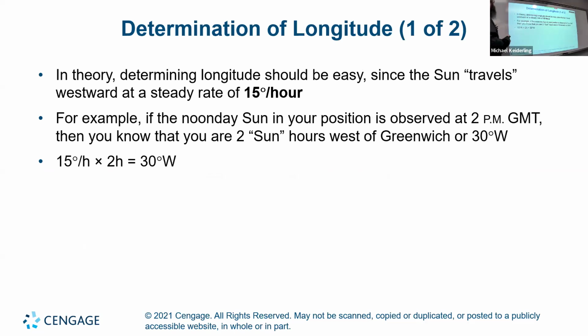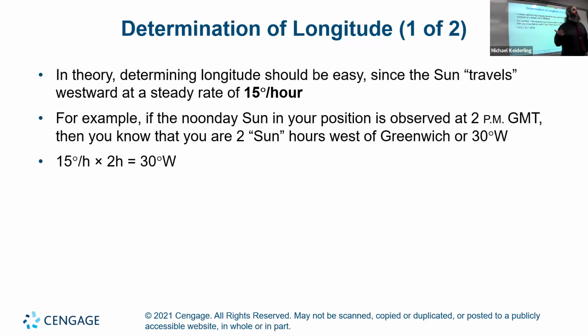Now, in theory, determining longitude should be easy because the sun travels westward at a steady rate of 15 degrees per hour. So if you know what time it is at the prime meridian and it's local noon, then it's very easy to calculate the difference. So if the noonday sun at your position is observed at 2 p.m. Greenwich Mean Time, then you know you're 2 sun hours west of Greenwich, or 30 degrees west. So 15 degrees per hour times 2 hours is 30 degrees west.